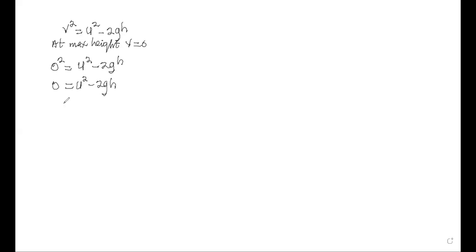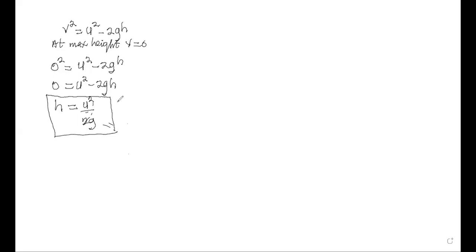Elikem, from this equation, help me make H the subject. Elikem, are you there? Yes, sir. Help me make H the subject. Sir, please, H is equal to U squared over 2G. So H is U squared over 2G. And this is a very important standard equation. And that is the equation to determine the maximum height reached.